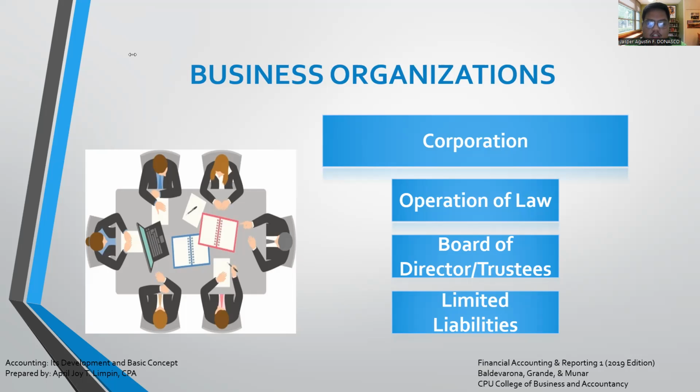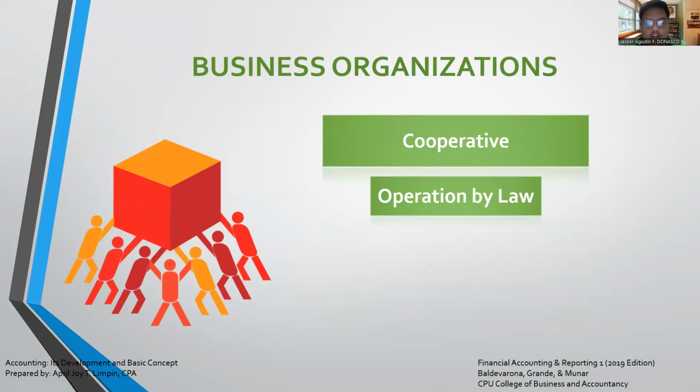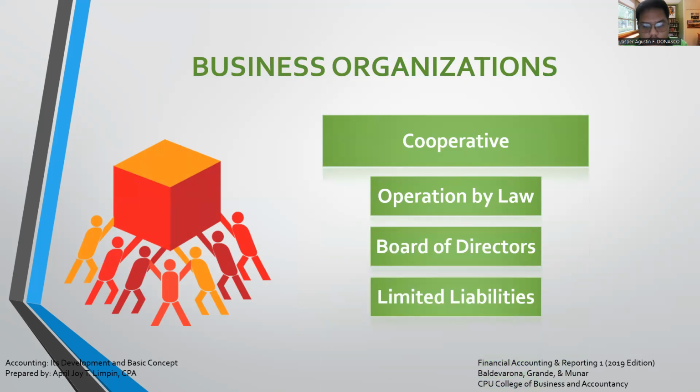So next, or the last type of business organization, is the cooperatives. It is also made or acknowledged by operation of law, with a board of directors and limited liabilities.